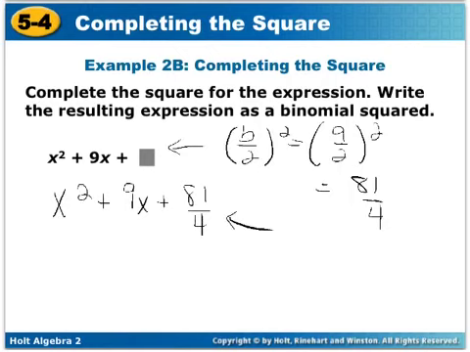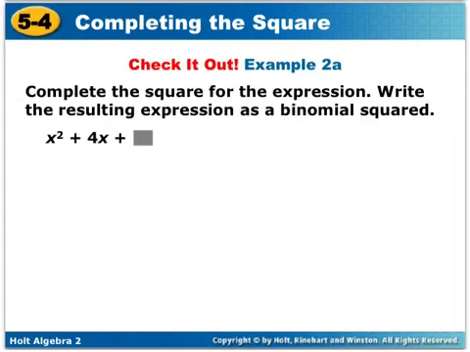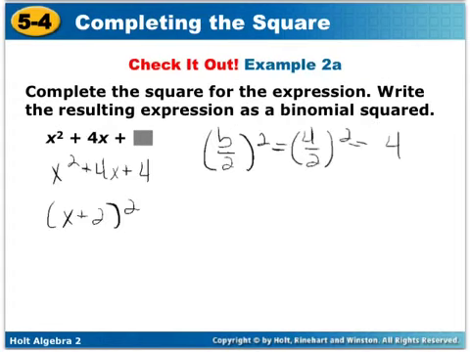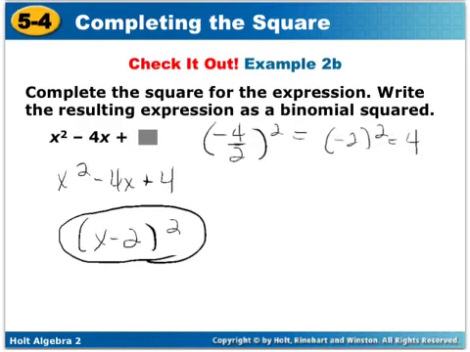But the funny thing is, that's a perfect square, so you can factor it. X plus 9 over 2 quantity squared. That's your answer. You try it. Push pause. There's your answer. Try the next. Push pause, please. And your answer.